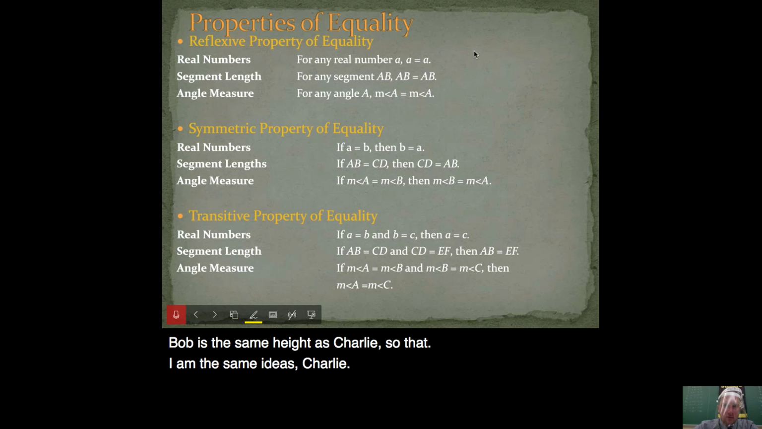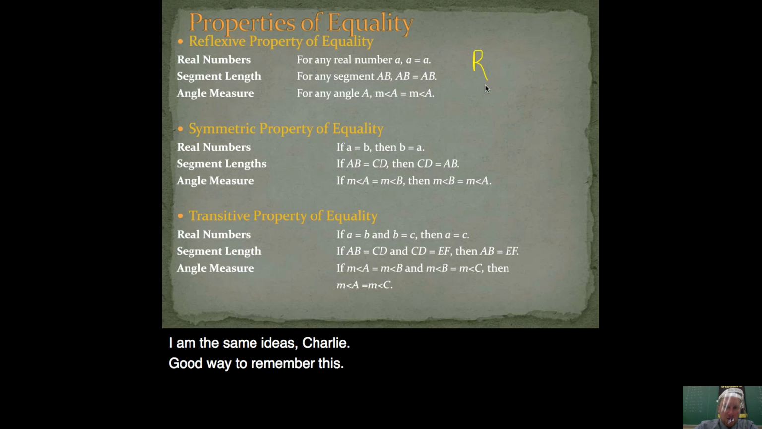Good way to remember this: reflexive, symmetric, transitive. 1, 2, 3. RST, 1, 2, 3. Reflexive has one thing. You compare it with itself.